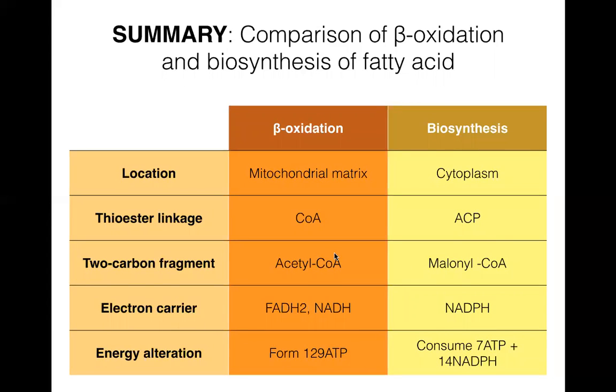The 2 carbon fragments that are generated in each round of beta oxidation is acetyl-CoA. Whereas in biosynthesis, what is linked together are malonyl-CoA, which is a derivative of acetyl-CoA. Each round of beta oxidation produces FADH2 and NADH, whereas in biosynthesis, each round consumes NADPH. Finally, the energy alteration. For palmitic acid, it yields a total of 129 ATP. On the other hand, for biosynthesis, the overall process for the production of palmitic acid consumes 7 ATP and 14 NADPH.